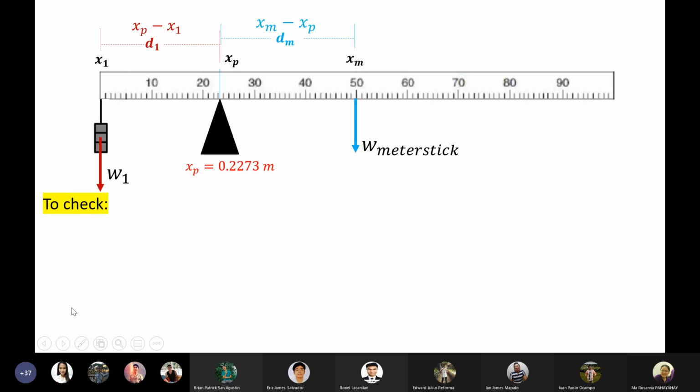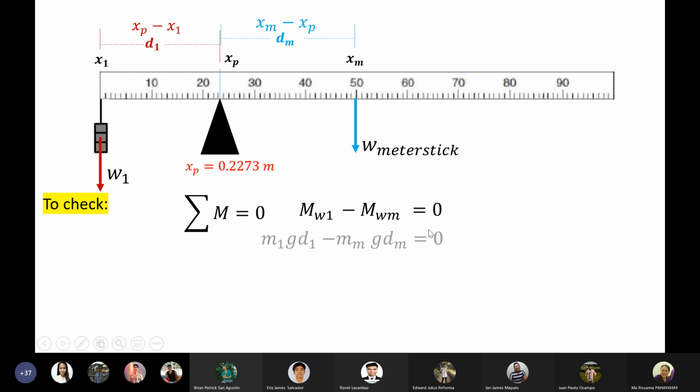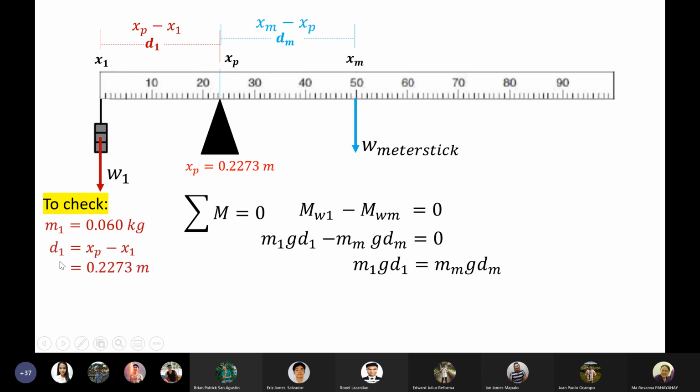So let's, this is how to check if tama yung sagot natin previously. So gagamitin na natin yung summation of moment is equal to 0. So we have this equation and that one. So if we will equate, kung tama yung ating formula. So we have the mass 1, so 0.06 kilogram. Yung D1 natin, since alam na natin si XP, ang ating position D1 or moment arm is 0.2273. Kasi si X1 kanina ay 0.